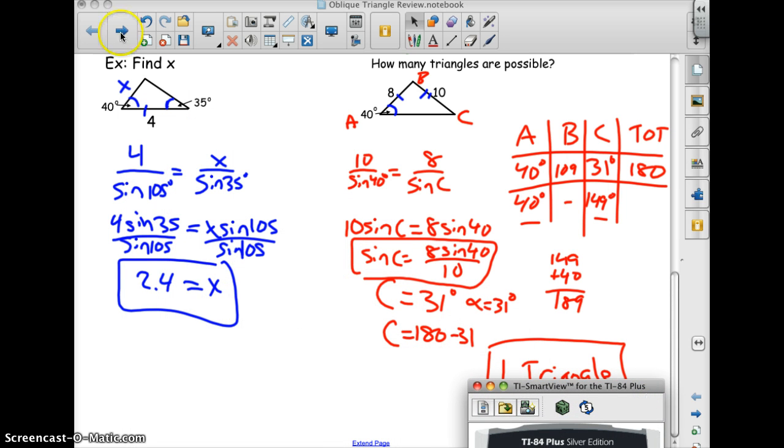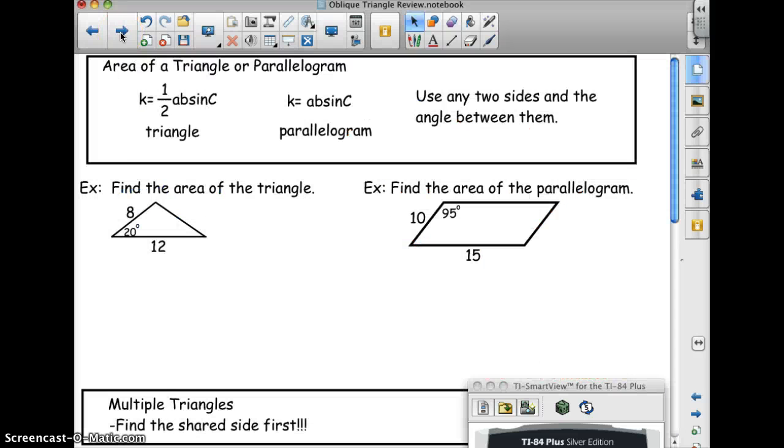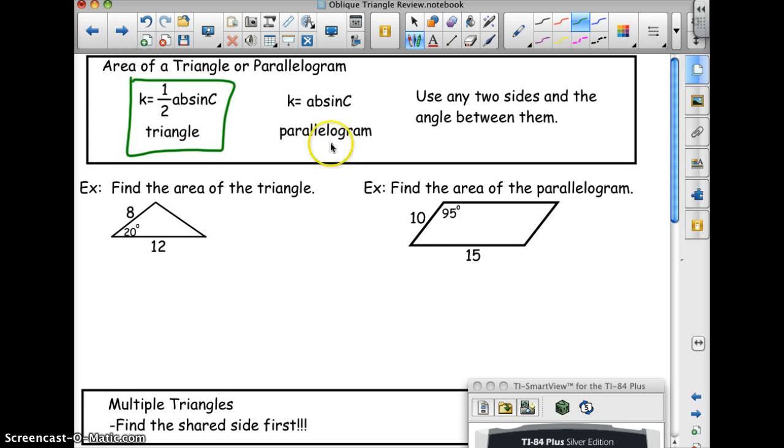Okay, moving on. Area of a triangle. And this K equals 1/2 AB sine C is on your formula sheet. This one is on the reference sheet. This one isn't. Okay, you just have to remember the parallelogram is basically 2 triangles put together. So instead of being half AB sine C, it is just AB sine C. And the letters don't matter. Use any two sides, and the angle between them.